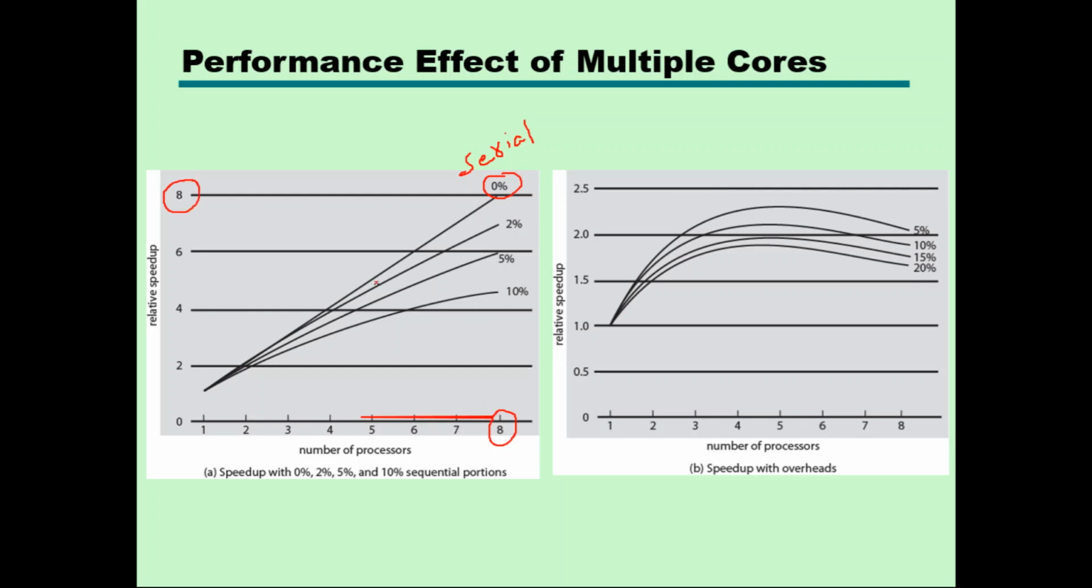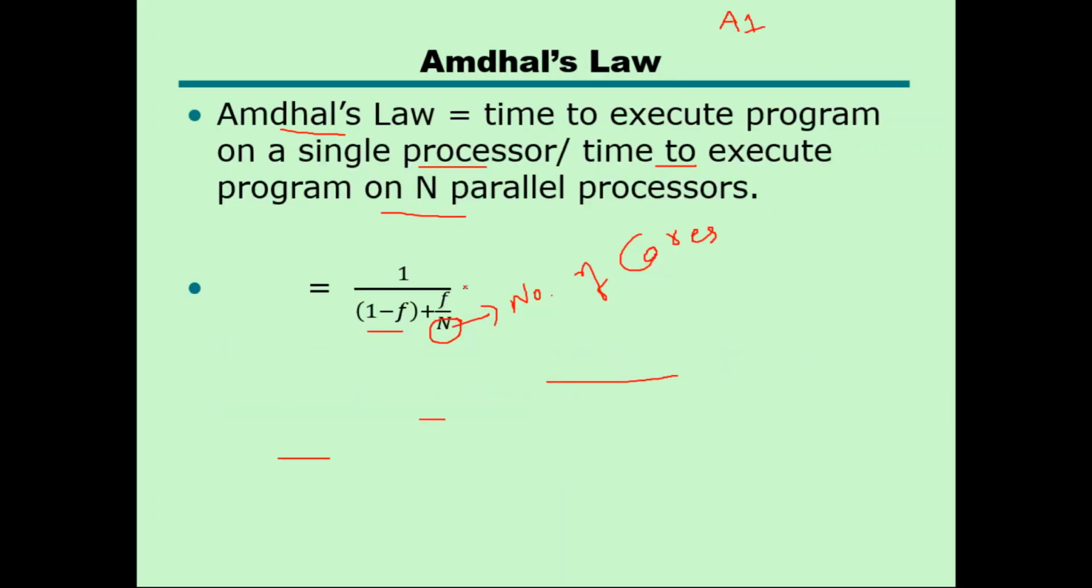But see the next case. Even if there is 2% of the code that should be executed serially, the performance improvement decreases. Then the performance improvement will be only 7 times. If there is 5% of the code to be executed sequentially, and the remaining 95% can be executed in parallel, the speedup is only 6 times. If there is 10% of the code to be executed sequentially, then the performance gain will be around 4.7.